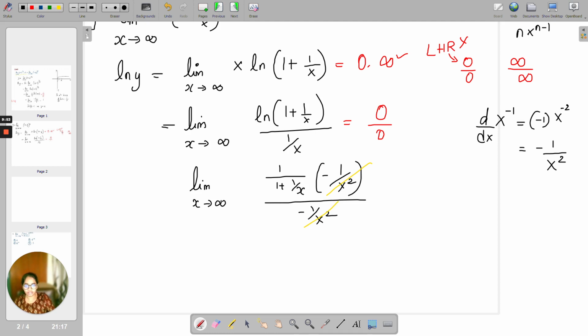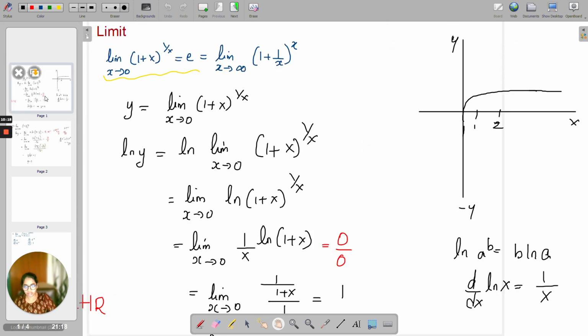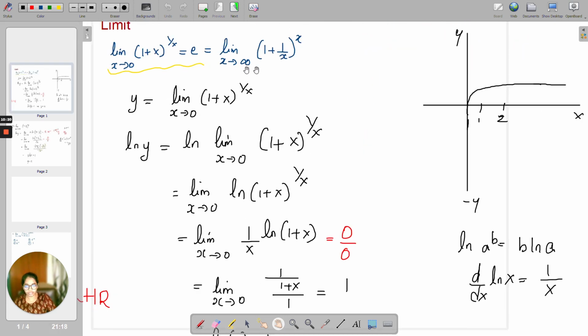Agree? So what next? Let me apply the limit and check what I would get. I would get 1 divided by 1 plus 0, because 1 divided by infinity is 0. So I have 1 over here. I have ln y is equal to 1. So can I write it as y is equal to e? Yes. So we've studied how we got it as e.